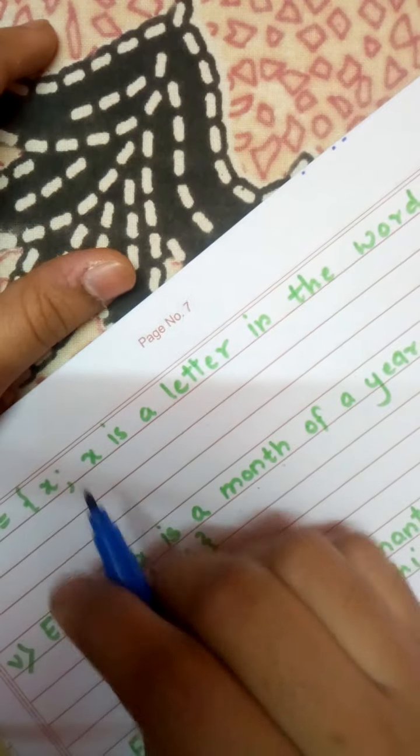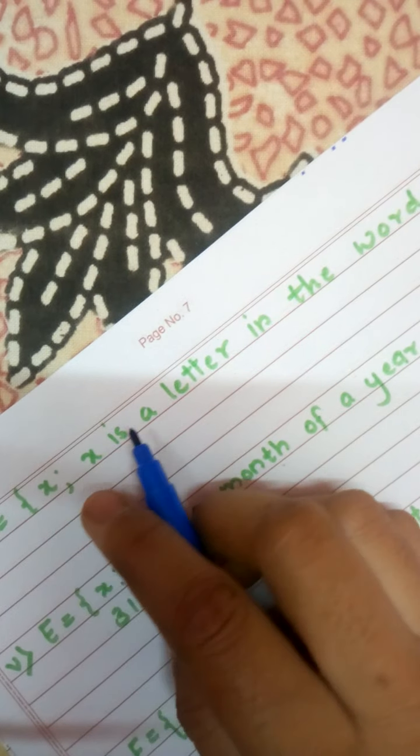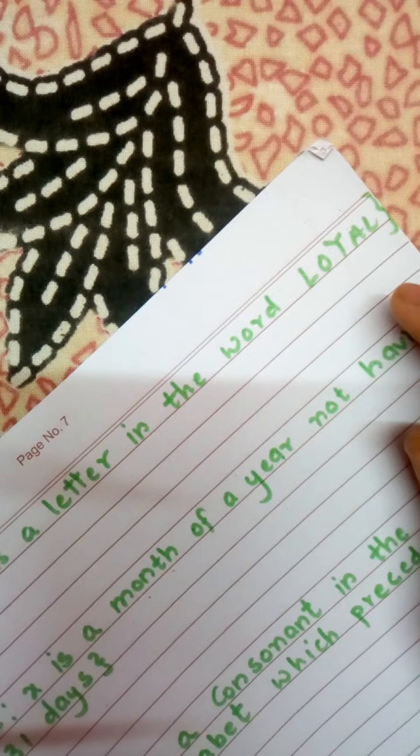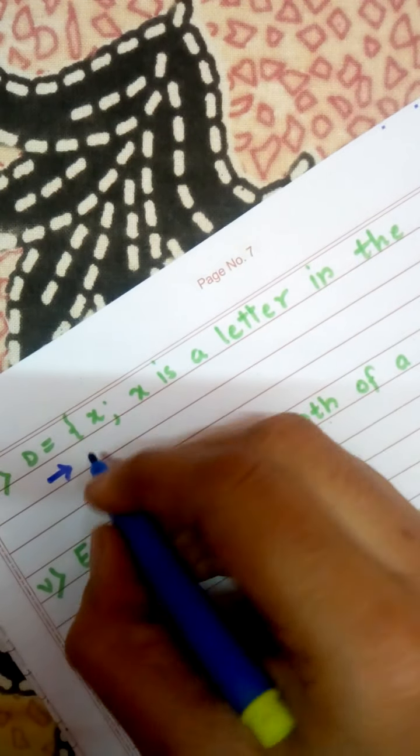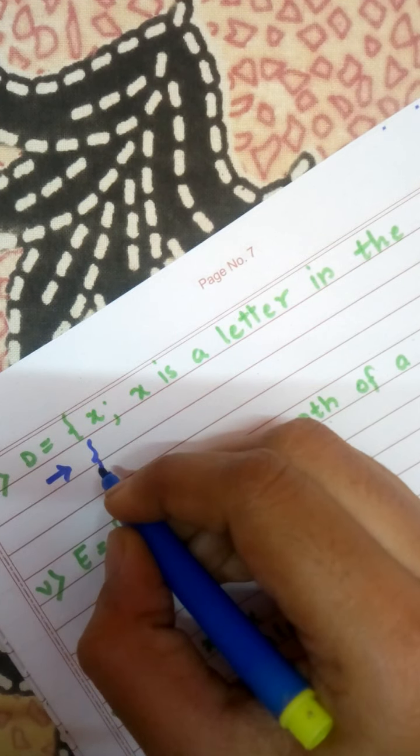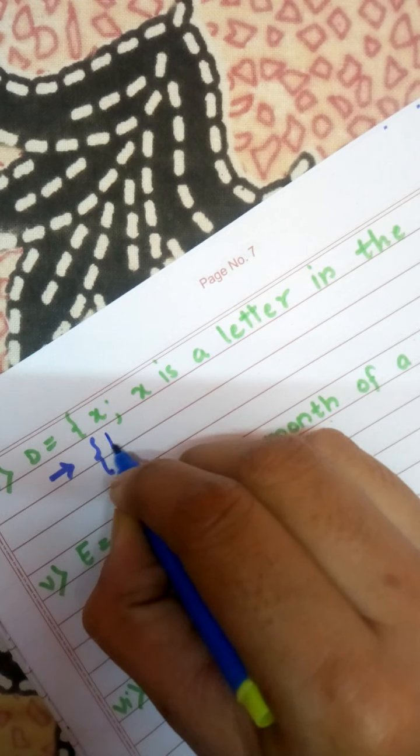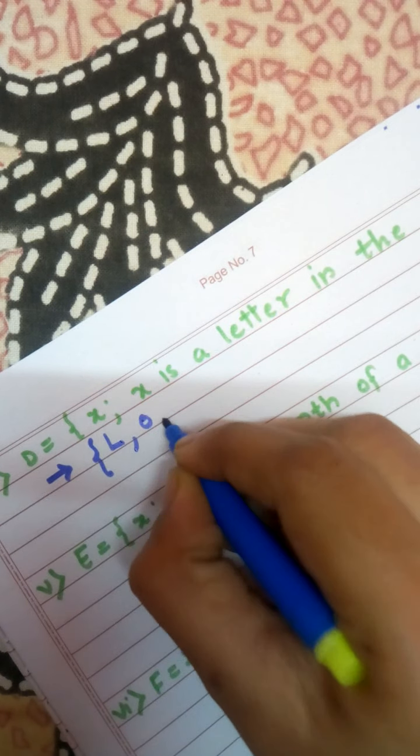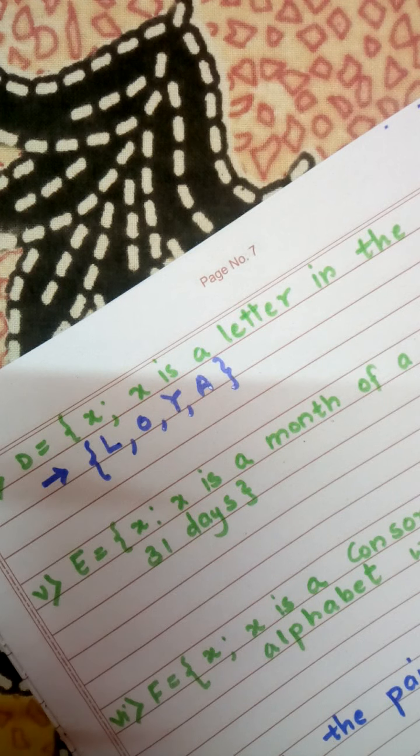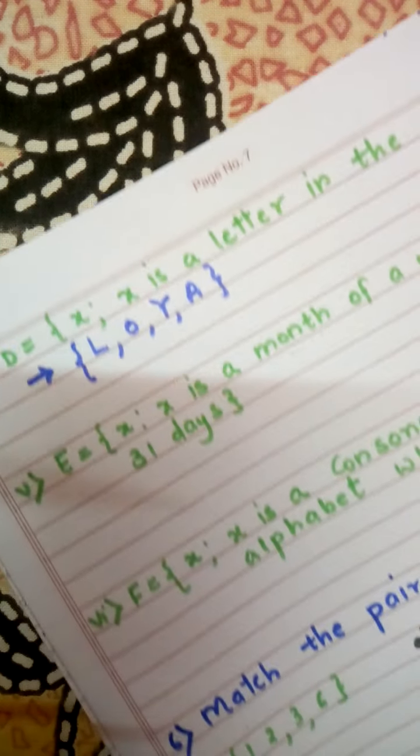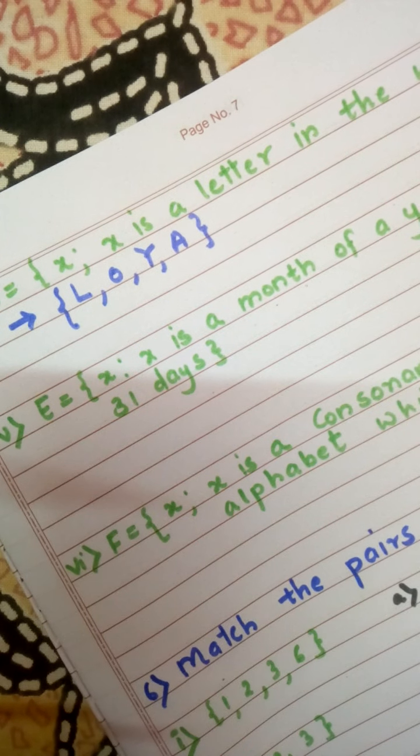Okay, now moving ahead to the next question, the fourth one, D equal to {x such that x is a letter in the word lawyer}. Now this is very simple. No two letters should repeat. So in loyal, L is repeating twice. We will write it as only once. So L, O, Y and A.